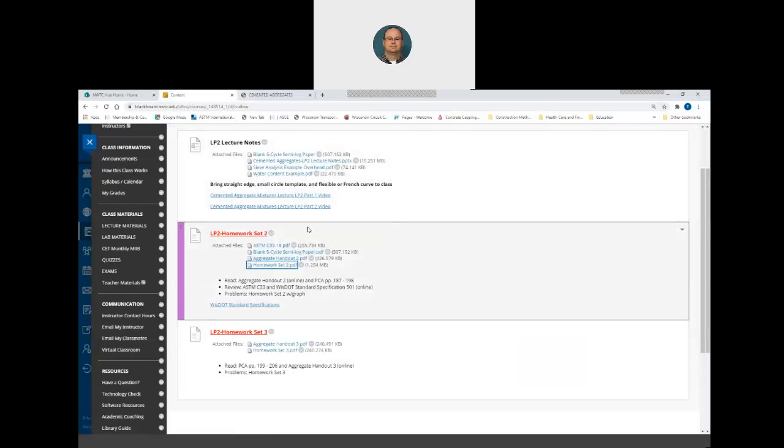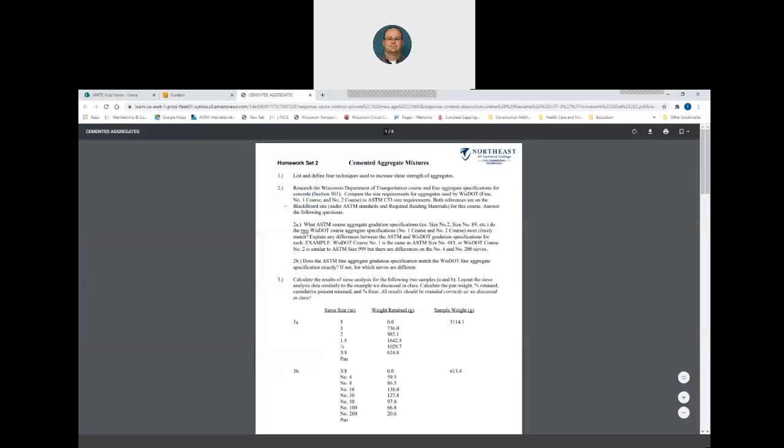Where do I get that from? You get that from reading Aggregate Handout 2, read Aggregate and PCA. PCA is your textbook, okay? Portland Cement Association. And then you're going to review ASTM C33 and the WSDOT standard specs, and then problems, homework set 2 with graphs. So going back to homework set 2.